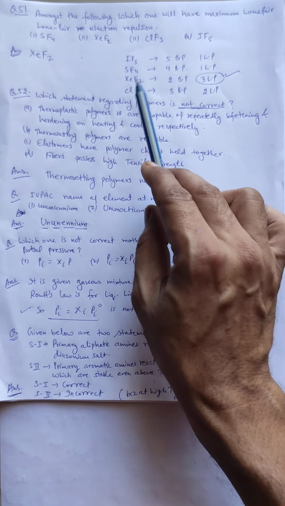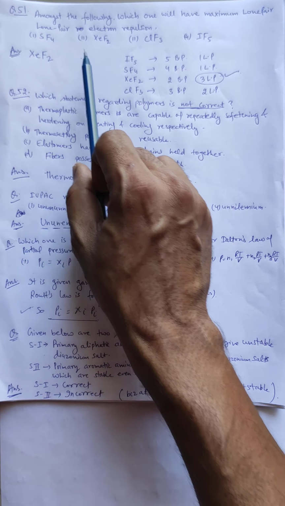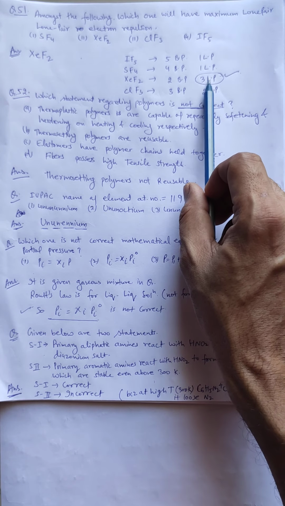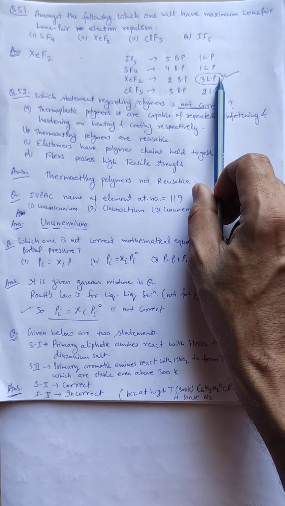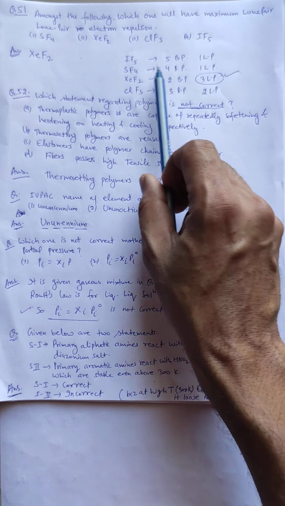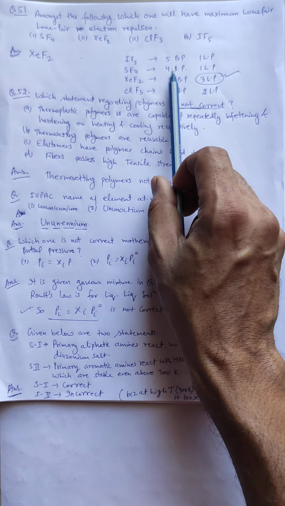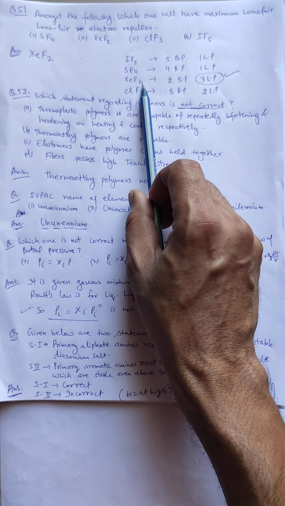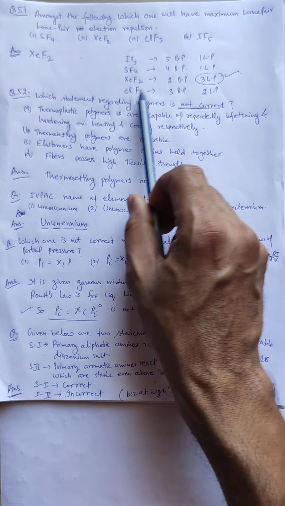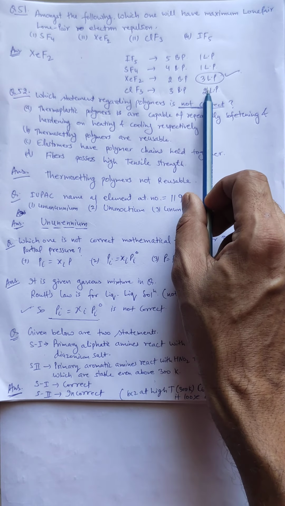In this, you have to first find out the lone pairs and bond pairs. More lone pairs, more will be the lone pair repulsion. IF5 has 5 bond pairs, 1 lone pair. SF4, 4 bond pairs, 1 lone pair. XeF2, 2 bond pairs, 3 lone pairs. ClF3, 3 bond pairs, 2 lone pairs.